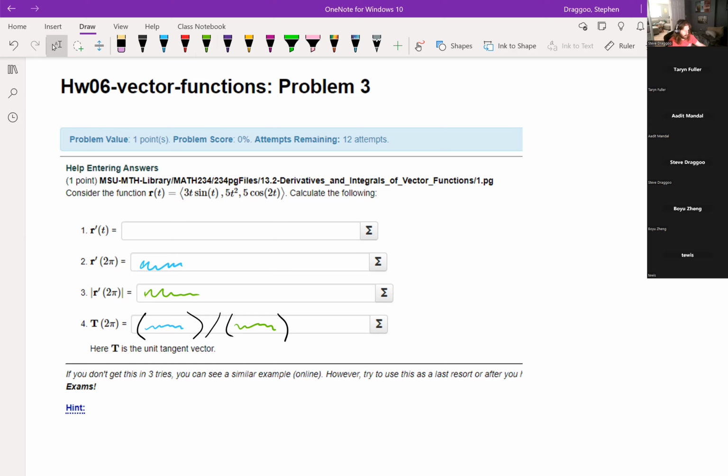That part's just the concept that I wanted to get at. Right, unit tangent vector just means get a derivative, find that tangent vector, and then divide by the magnitude.